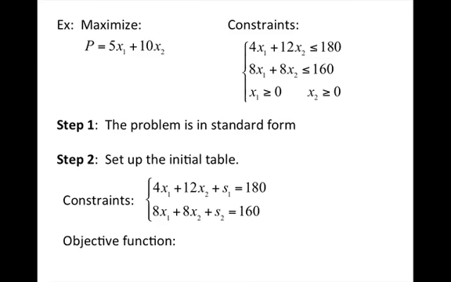Then for my objective function, move the x's to the side with the p, and when you do, they change signs. So I end up with p minus 5x sub 1 minus 10x sub 2, and this should always equal 0.